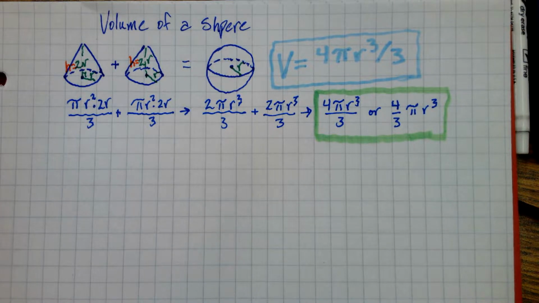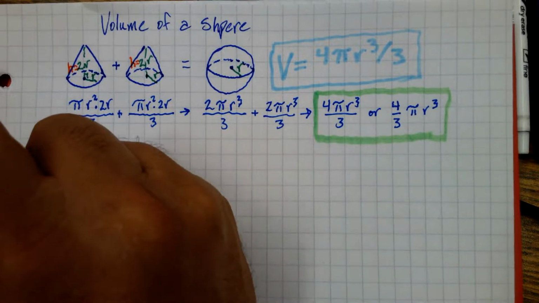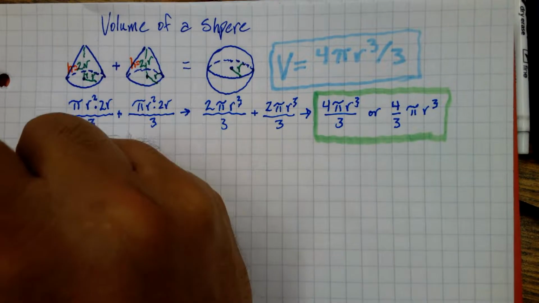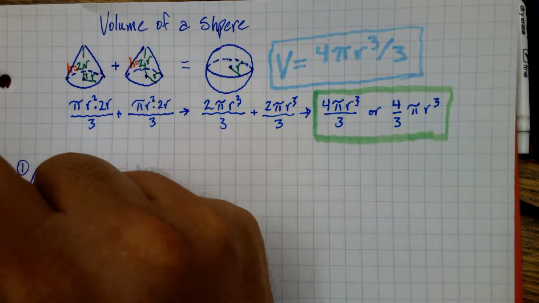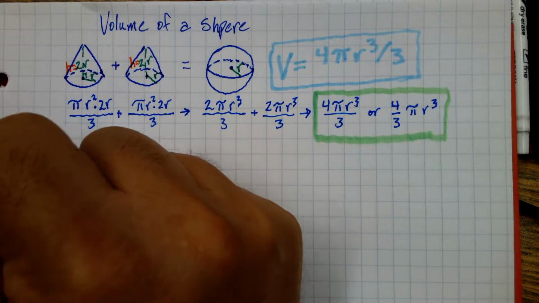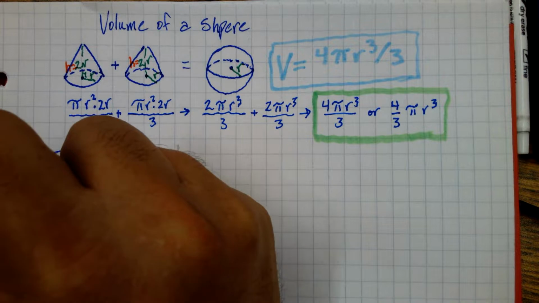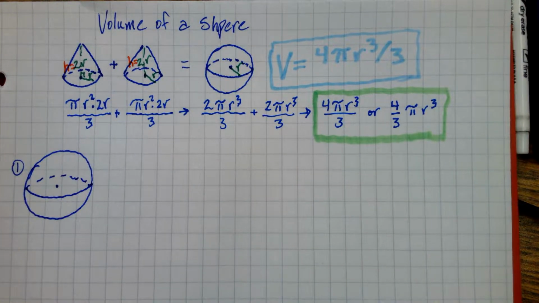Any questions? All right, let's just do a couple of problems with this. So we're going to find some volumes of spheres. Let's do a basketball. So we'll draw a circle, give it an equator, kind of like this. Your average basketball, you're all familiar with a basketball, right?